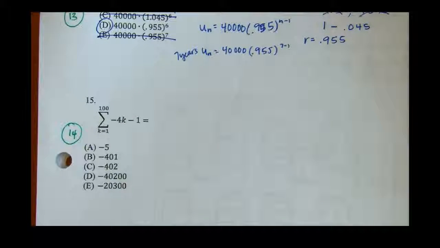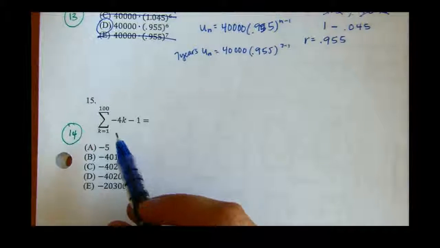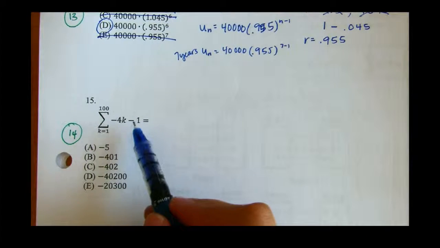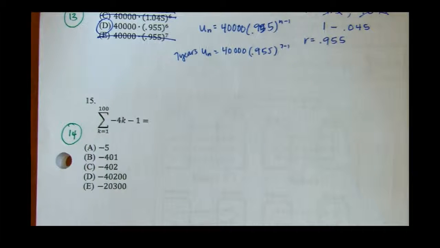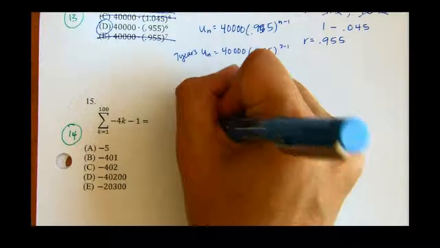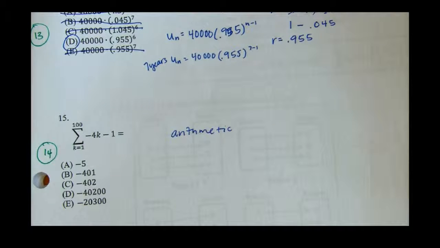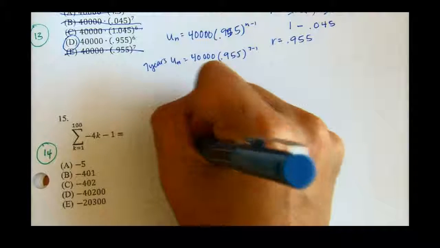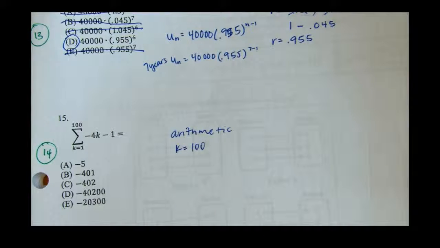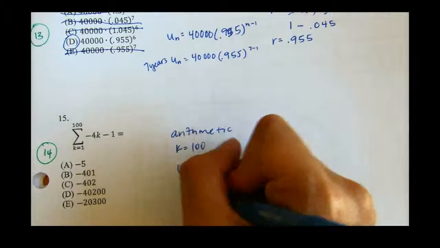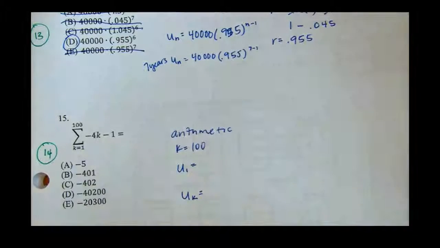Last one for multiple choice, I'm taking the sum of this sequence from the first term to the 100th term. This is going to be an arithmetic sequence because I don't have any exponents. So it's not exponentially growing like a geometric sequence would. However, I don't know that much about it. I don't know what the difference is. I don't know what my first term is. All I really know is that k equals 100. So to solve this, I need to find what U sub 1 is and what U sub k is. And I'm going to plug those values in.